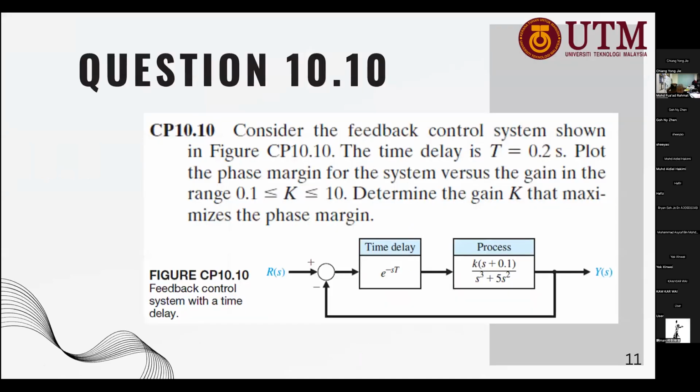And then the next question is this one. This is the question given. The time delay given is a 0.2 second delay, and then we are required to plot the phase margin for the gain from 0.1 until 10, and then we have to determine the gain that will give the maximum phase margin.